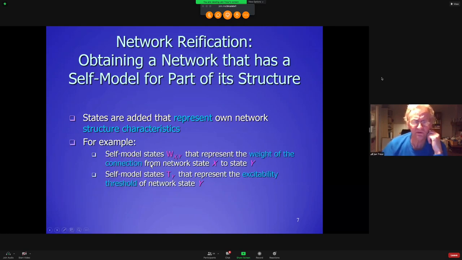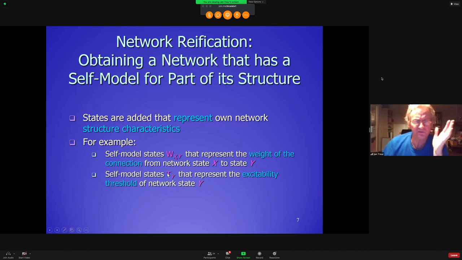So, for example, you can add self-model states W for representing the weight of a connection from some state X to a state Y at the base level. So usually you have such a connection that is indicated like omega, and then the omega is represented by a state W. And you can also have a self-model state T for a certain base state that represents the excitability threshold of that state.